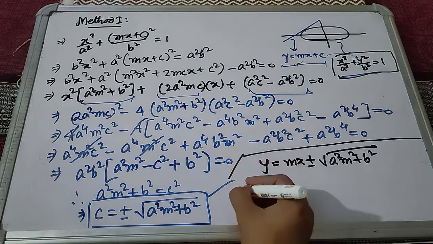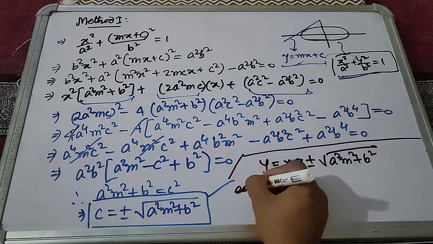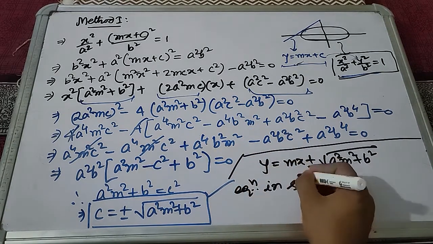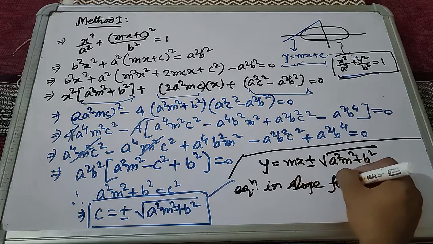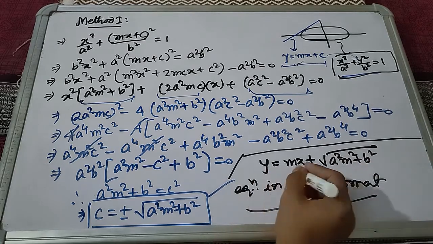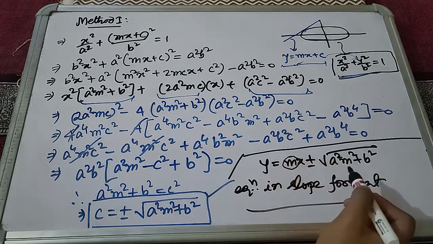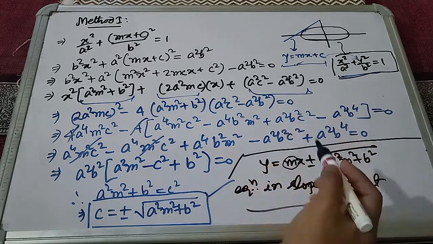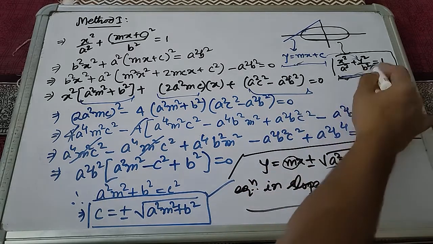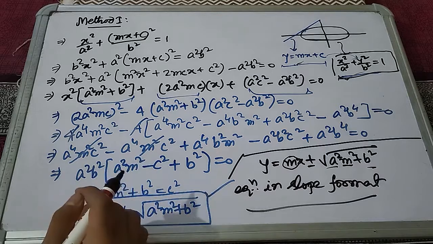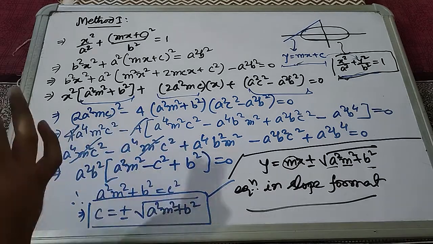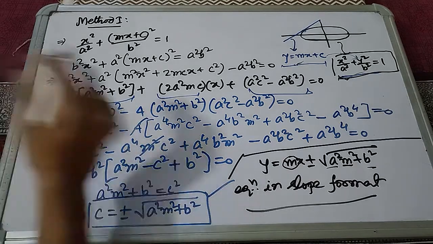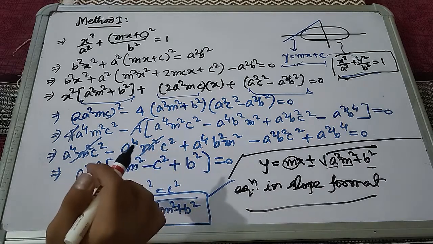ellipse, and this is also called the equation in slope format, because the equation involves the use of m, which is the slope of the line. A square and b square are the constants we received from the equation of the ellipse. This is the equation in slope format, and this is the first method I began with because there was no use of calculus in this method.